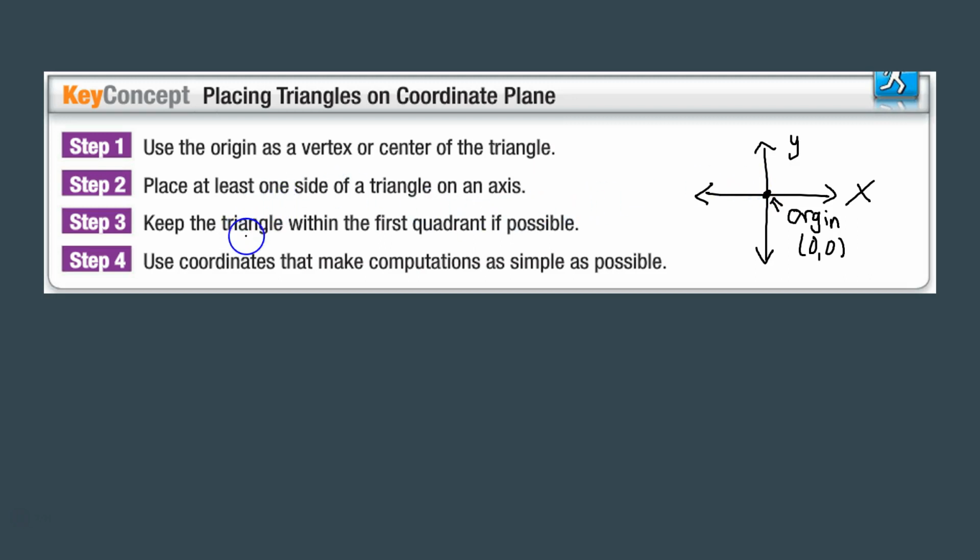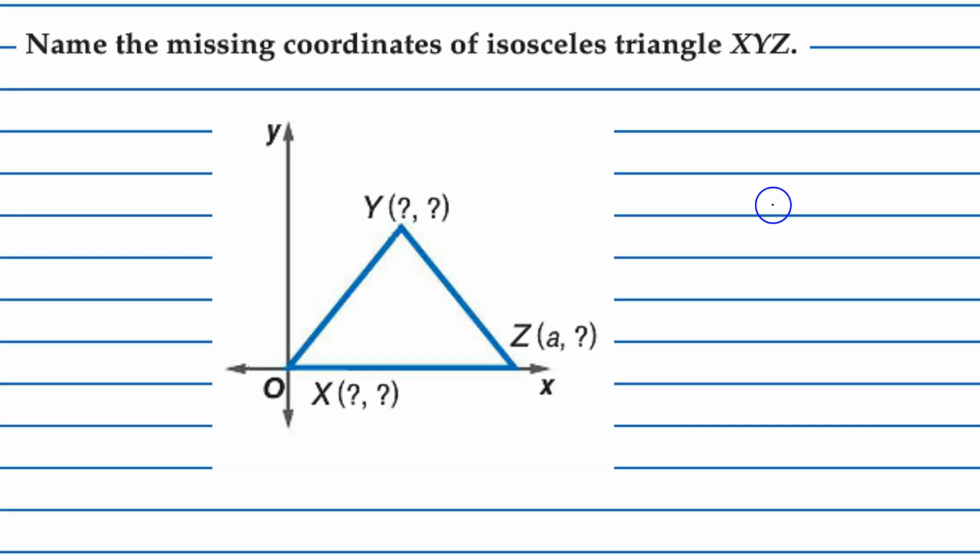With that, we want to keep the triangle within the first quadrant if possible. Our first quadrant is right there, top right. And we want to use the coordinates that make computations as simple as possible. So let's check this problem out.